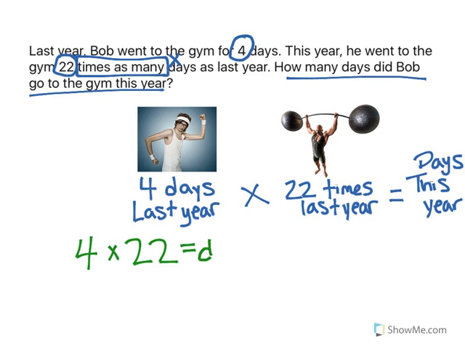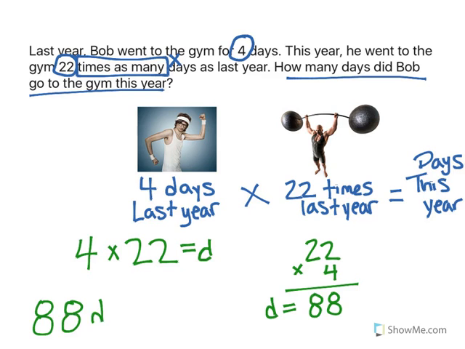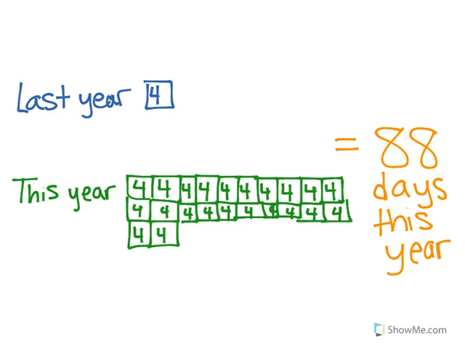This is both my situation equation, because it's telling the situation of the problem, and my solution equation, because my variable is already in the solution. From here, I can solve. I'm going to do the digit by digit method. I've set it up vertically so I can line up my place values. 4 times 2 equals 8, and 4 times 2 equals 8 again. I know that D equals 88, or Bob went to the gym 88 days this year.